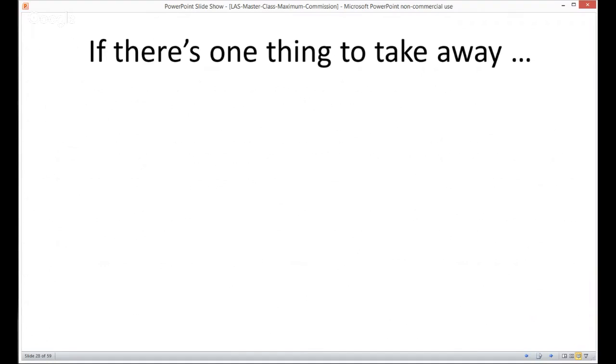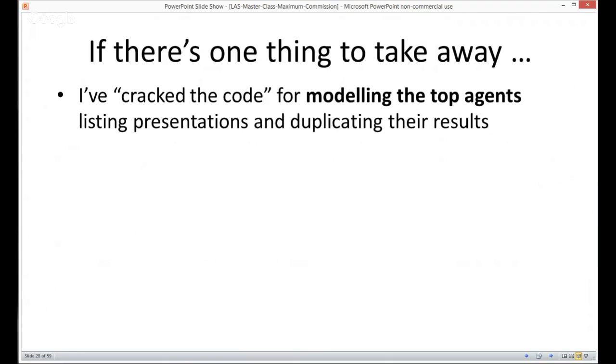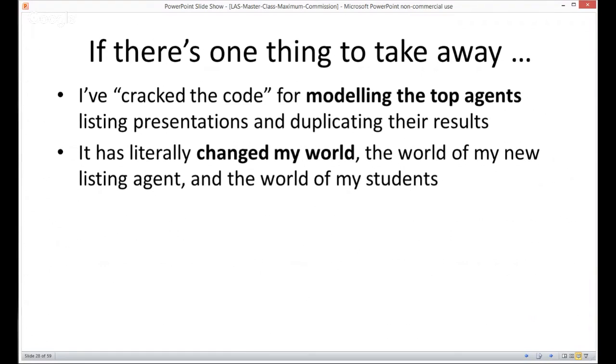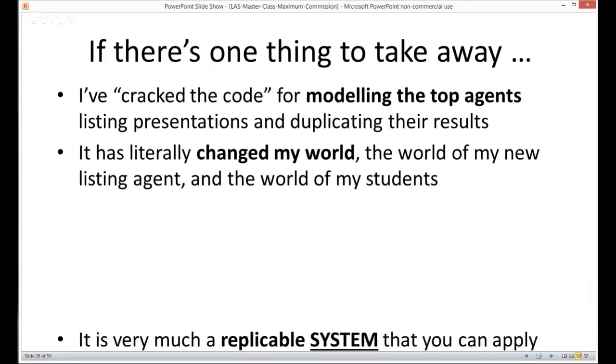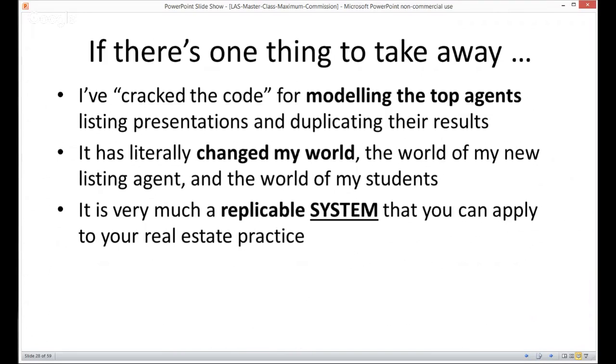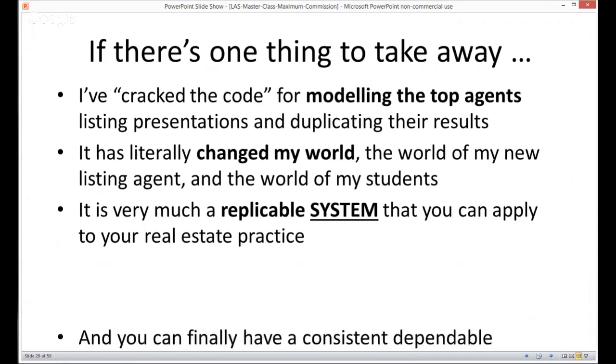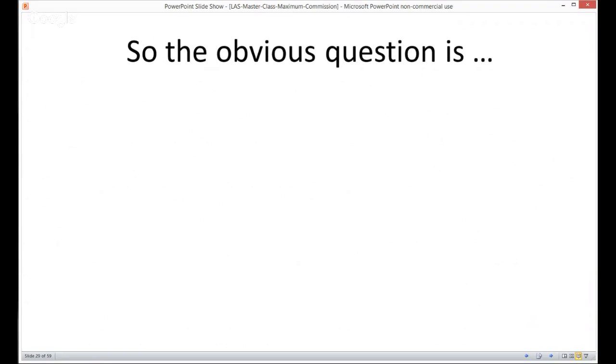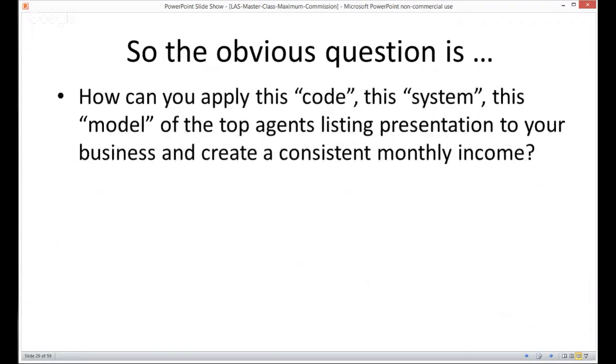Well, if there's one thing to take away from today, it's that I've cracked the code for modeling the top agents' listing presentations and duplicating their results. It has literally changed my world, the world of my new listing agent, and the world of my students. It's very much a replicable system that you can apply to your real estate practice, and you can finally have a consistent, dependable monthly income stream and the freedom to enjoy it. So the obvious question is, how can you apply this code, this system, this model of the top agents' listing presentations to your business and create a consistent monthly income?